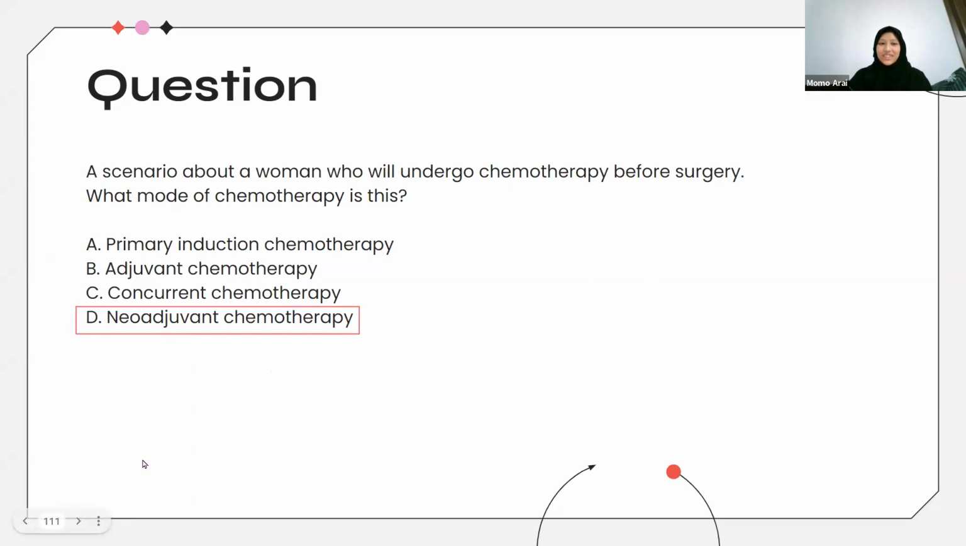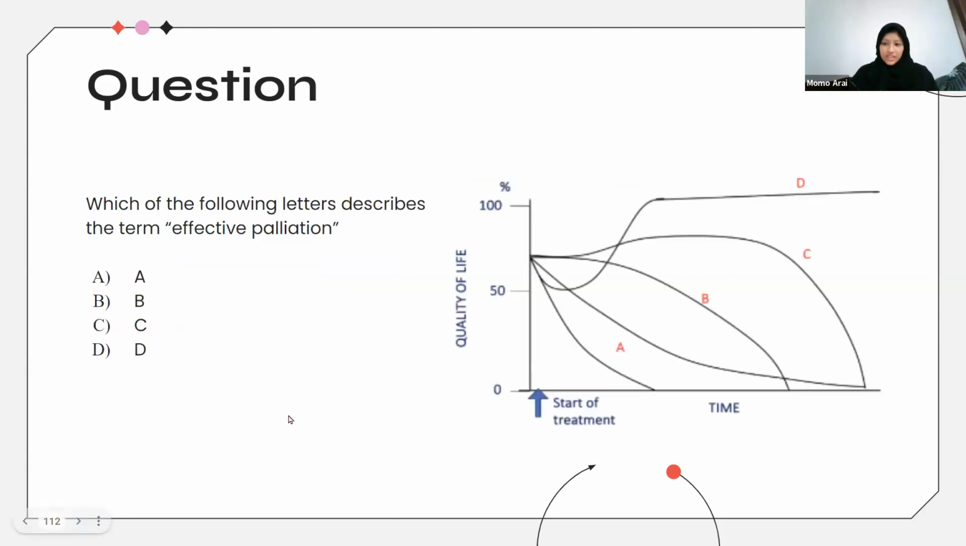Wait, I thought I put a picture. Okay, but there's a picture showing that neoadjuvant chemotherapy is used for large tumors if you want to reduce the size before surgery. You can do adjuvant on the same patient too. That's fine, but after surgery. Okay. Do you want to answer this one? Yeah, go ahead. Which of the following letters describes the term effective palliation?